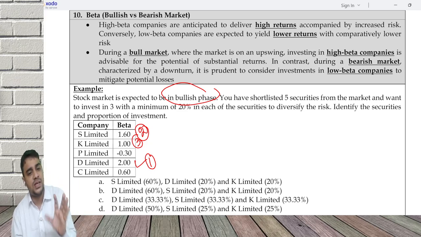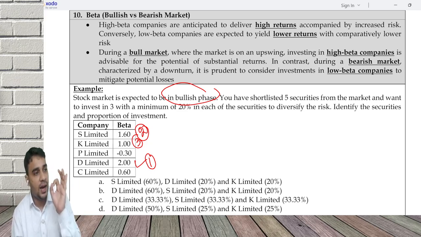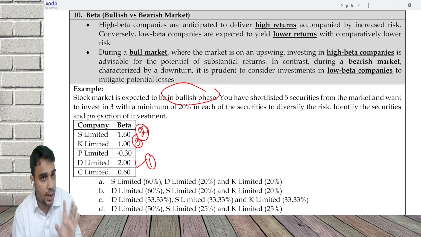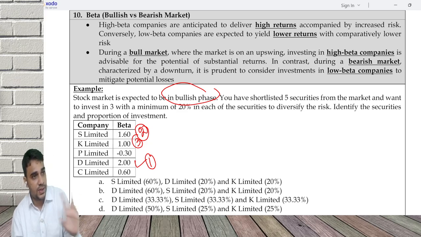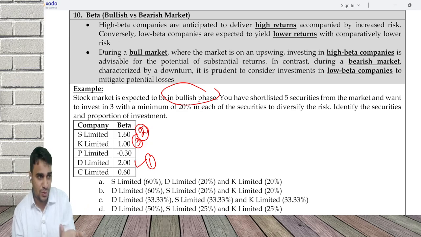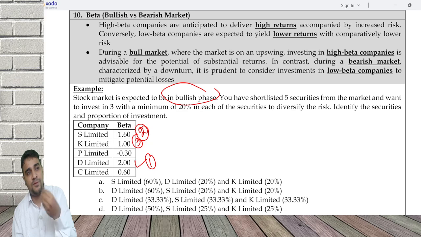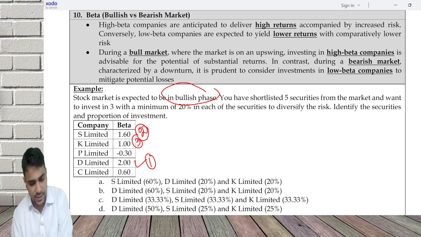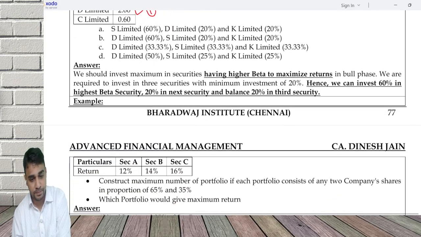I can put any combination. But the simple logic is, in a bull market, high risk companies. In a bear market, low risk companies. Clear? Any doubts on this? Risk can be through beta or through standard deviation. Beta is the preferred approach. I'll explain something called non-diversifiable and diversifiable risk later, not today. We'll see that later. Any doubts on this concept?